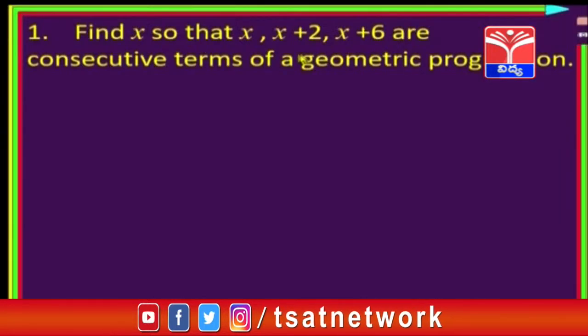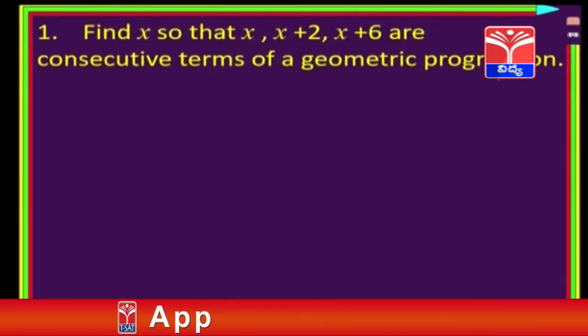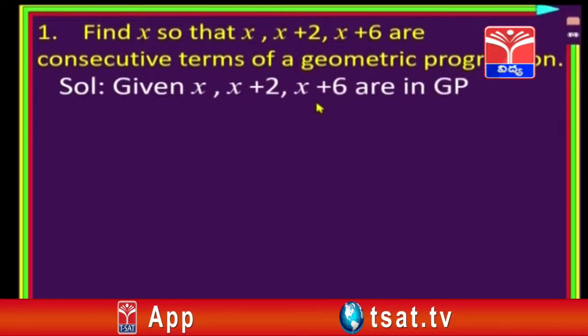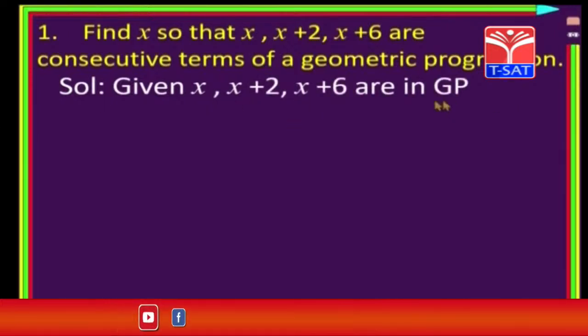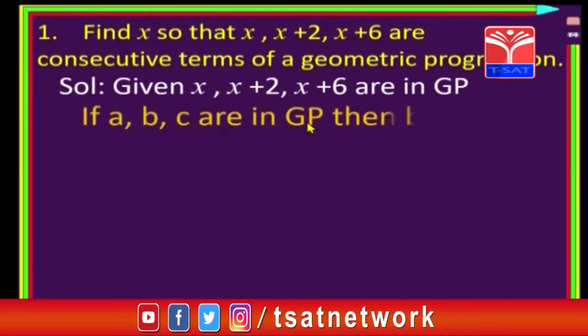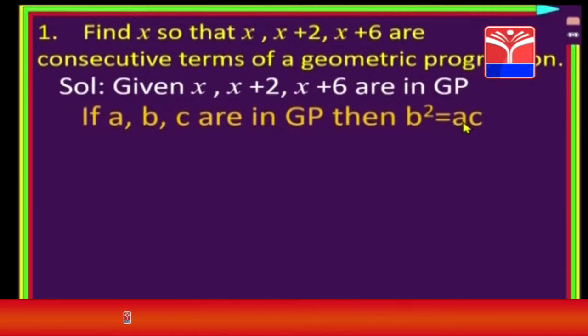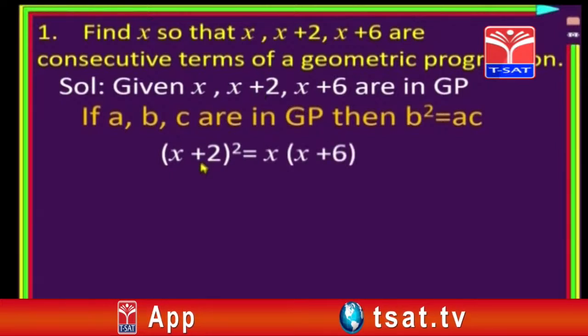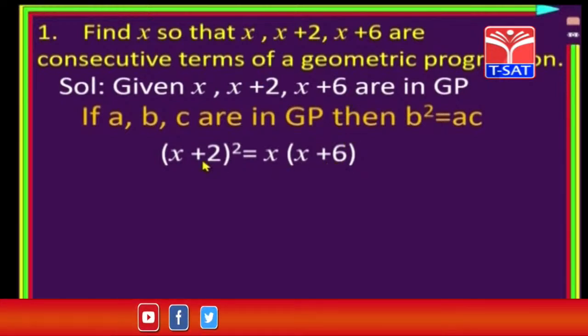Now based on this relation, we have one important problem. Let us see. Find x so that x, x plus 2, x plus 6 are consecutive terms of geometric progression. We should find the value of x. What are the given terms here? x, x plus 2, x plus 6. It is given that they are in geometric progression. As three terms are in geometric progression, just now we have seen if A, B, C are in geometric progression, then B square is equal to AC. Now by using that formula, the middle term is x plus 2, right? x plus 2 whole square is equal to product of extreme terms, that is x into x plus 6. What is the formula of a plus b whole square?